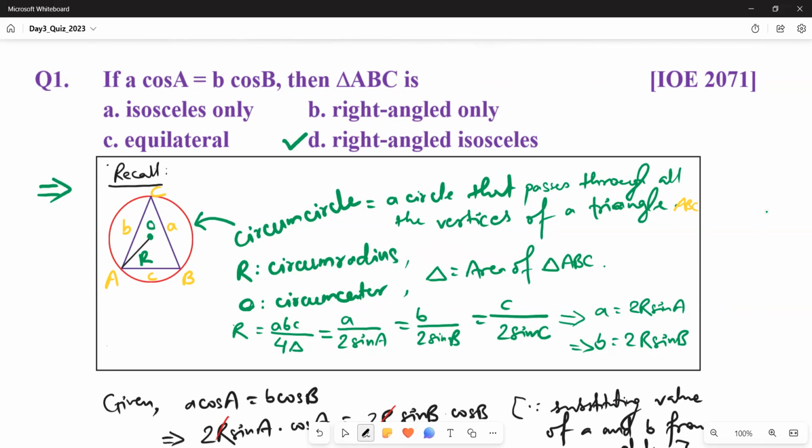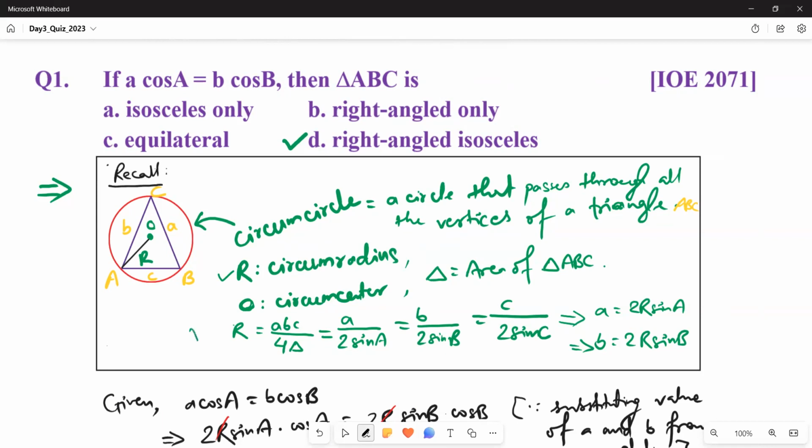OA is the radius of this circumcircle, and it is denoted by R. So we have R here as the circumradius, and O is known as the circumcenter of this triangle. All of the sides are denoted by the usual notations: BC will be denoted by a, AC will be denoted by b, and AB will be denoted by c.